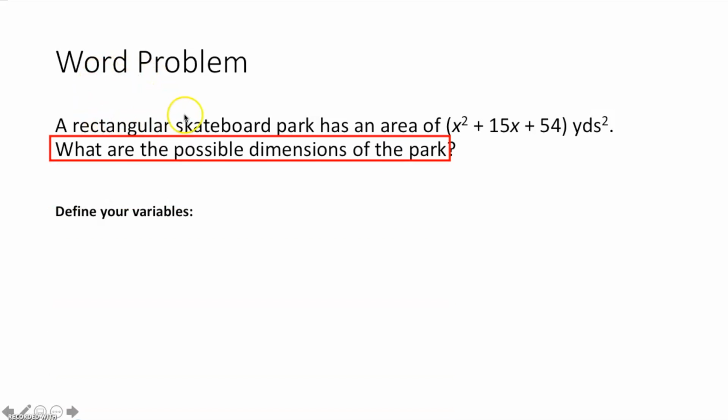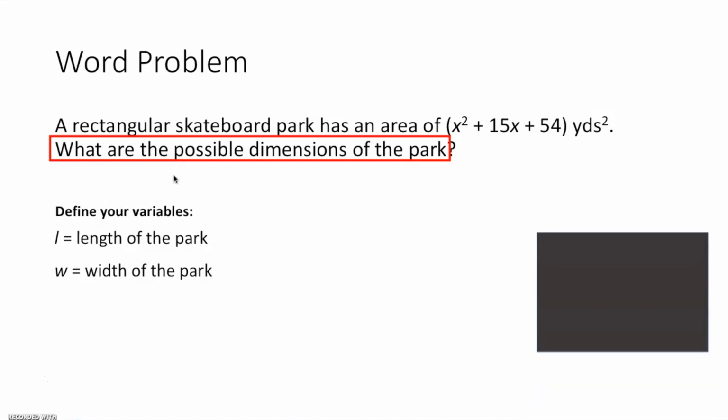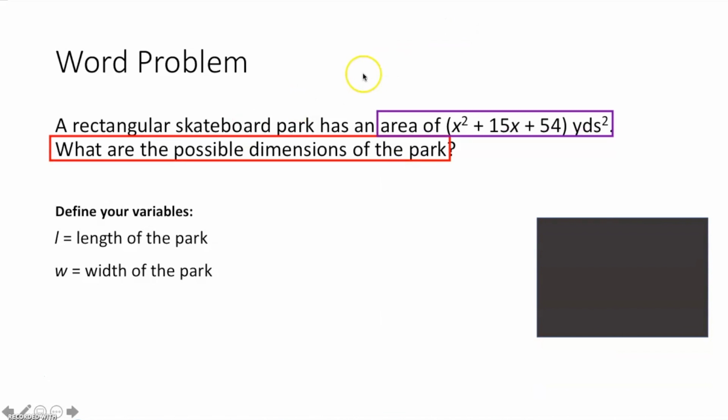Well, it's a rectangular skateboard park, which means the dimensions would be length and width. So we say L equals the length of the park, W equals the width of the park. Now, is there anything else in the problem we need to know? Yes, the area of the park is x squared plus 15x plus 54 yards squared. So since we know the area, we can say A equals the area of the park, and that is this right here.